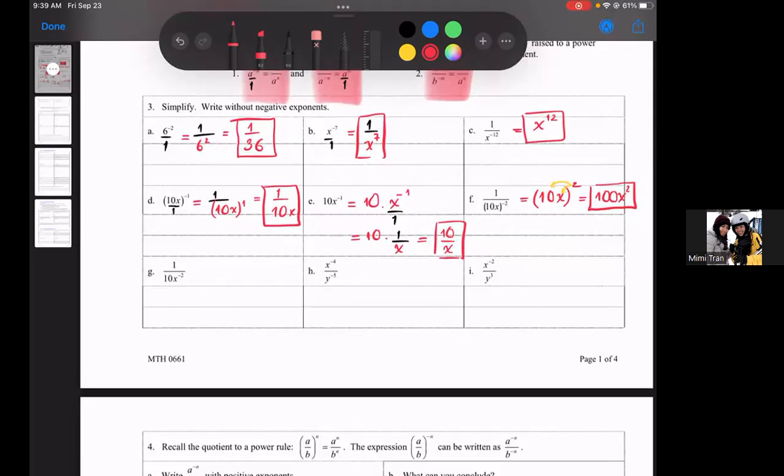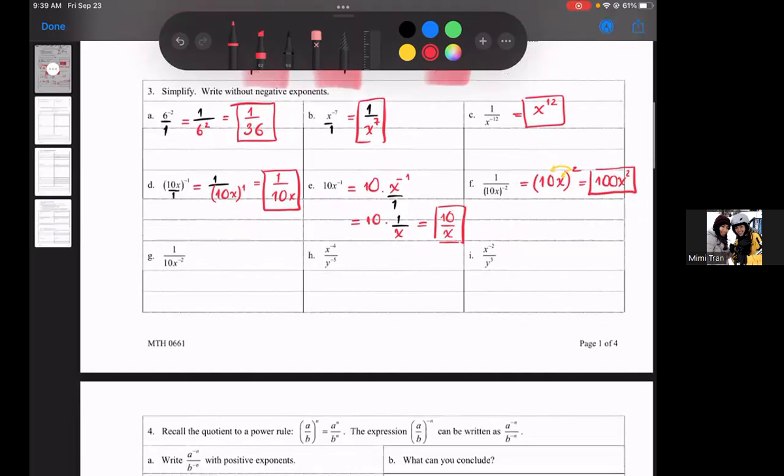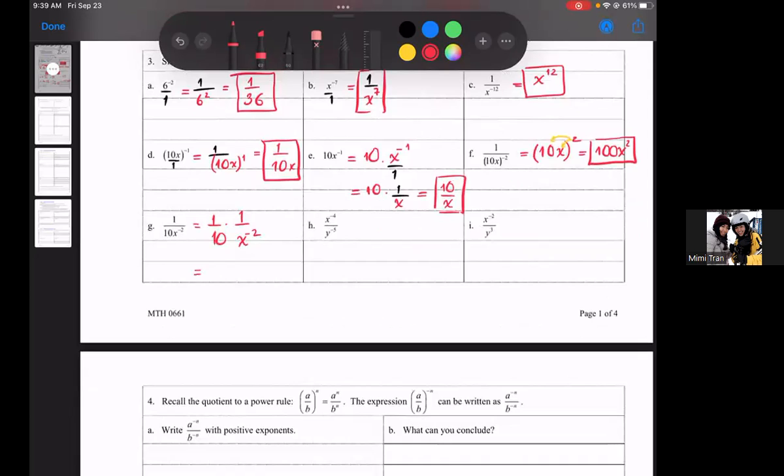What about G? What about G? There's no parentheses, so that means the only thing being flipped is the x, right? Because of the -2 next to x. So that means 1 over 10 stays where it is. Right, so this one, let me rewrite this. It's going to be 1 over 10 times 1 over x to the -2. Is that all right? 1 over 10 stays still, but the x is going to flip, which is x squared over 10.